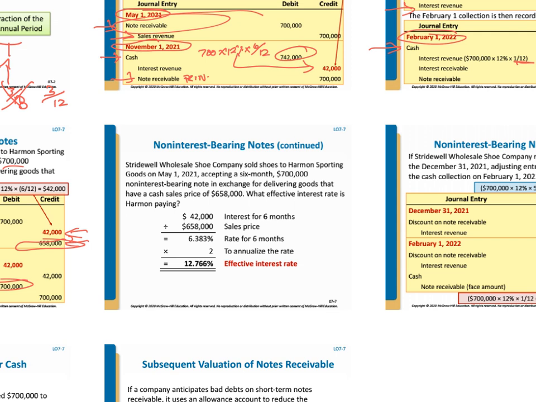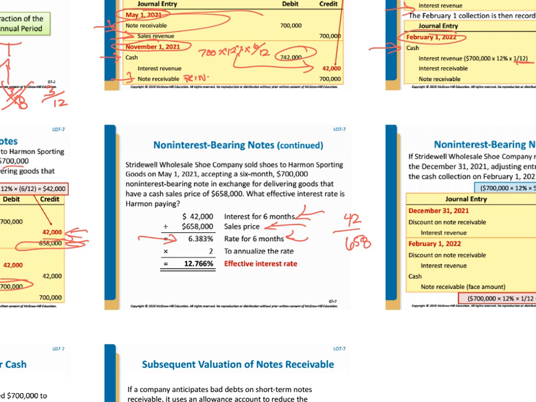Note that the actual sales price of the goods is going to be $658,000, and the interest that's reflected in the non-interest-bearing note is $42,000 for 6 months of financing. So if we take $42,000 and divide it by 658, we find out the interest rate is actually 6.383% for 6 months. Now, if we were to normalize that to a yearly rate, we'd have to multiply that 6-month interest rate by 2 because there are 12 months within the year.